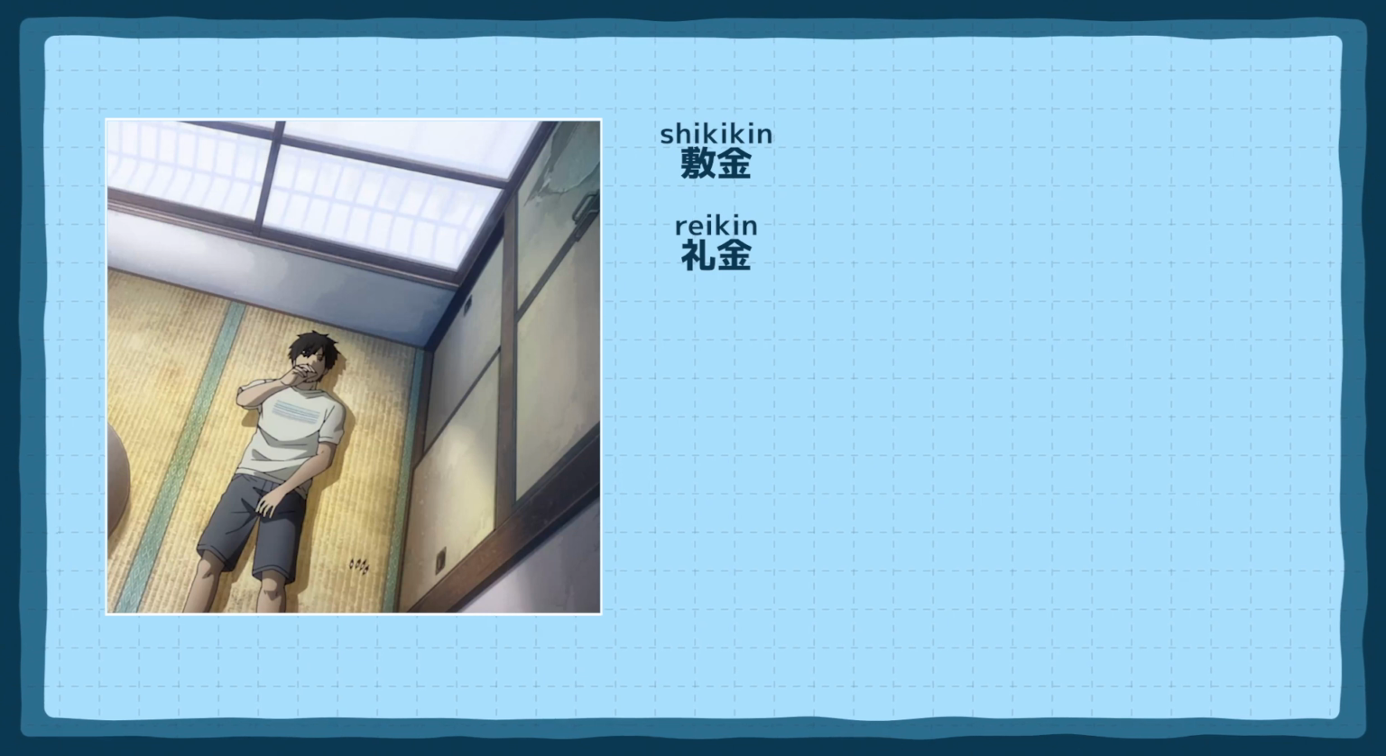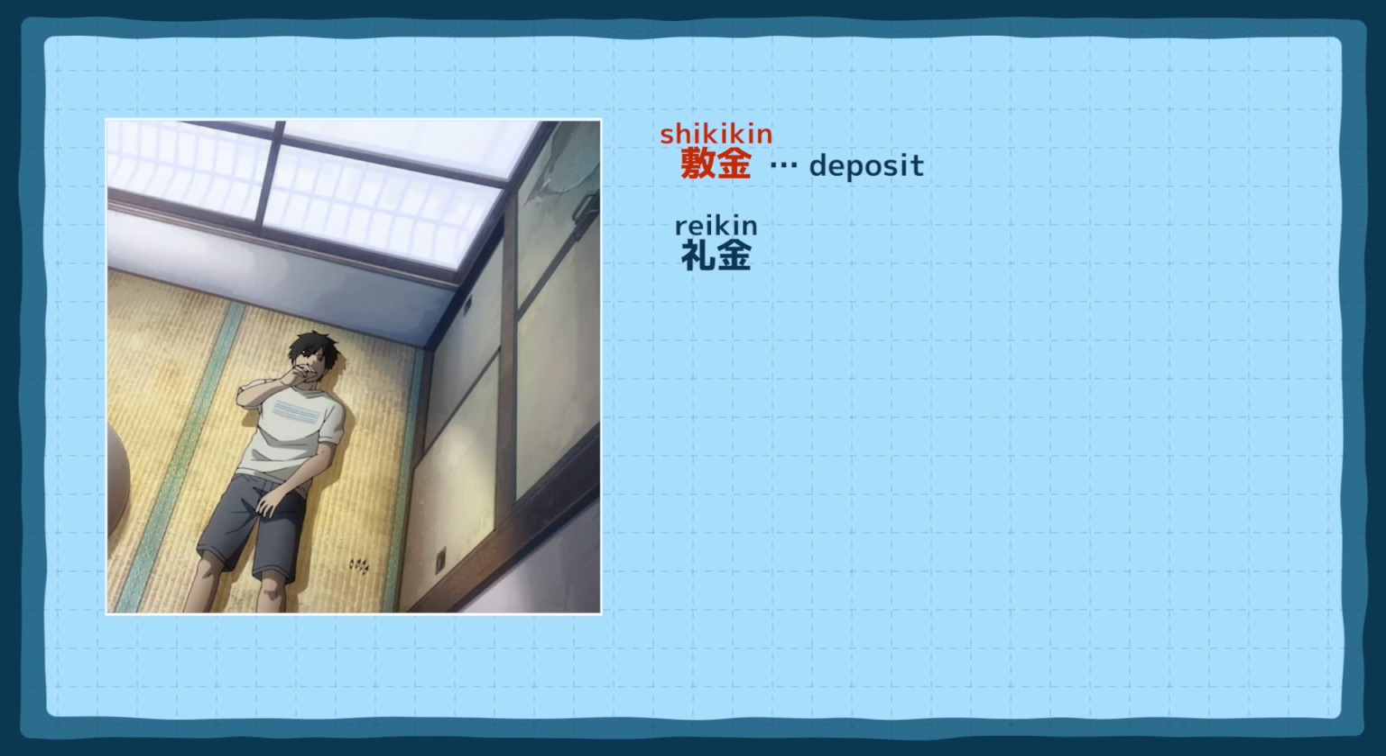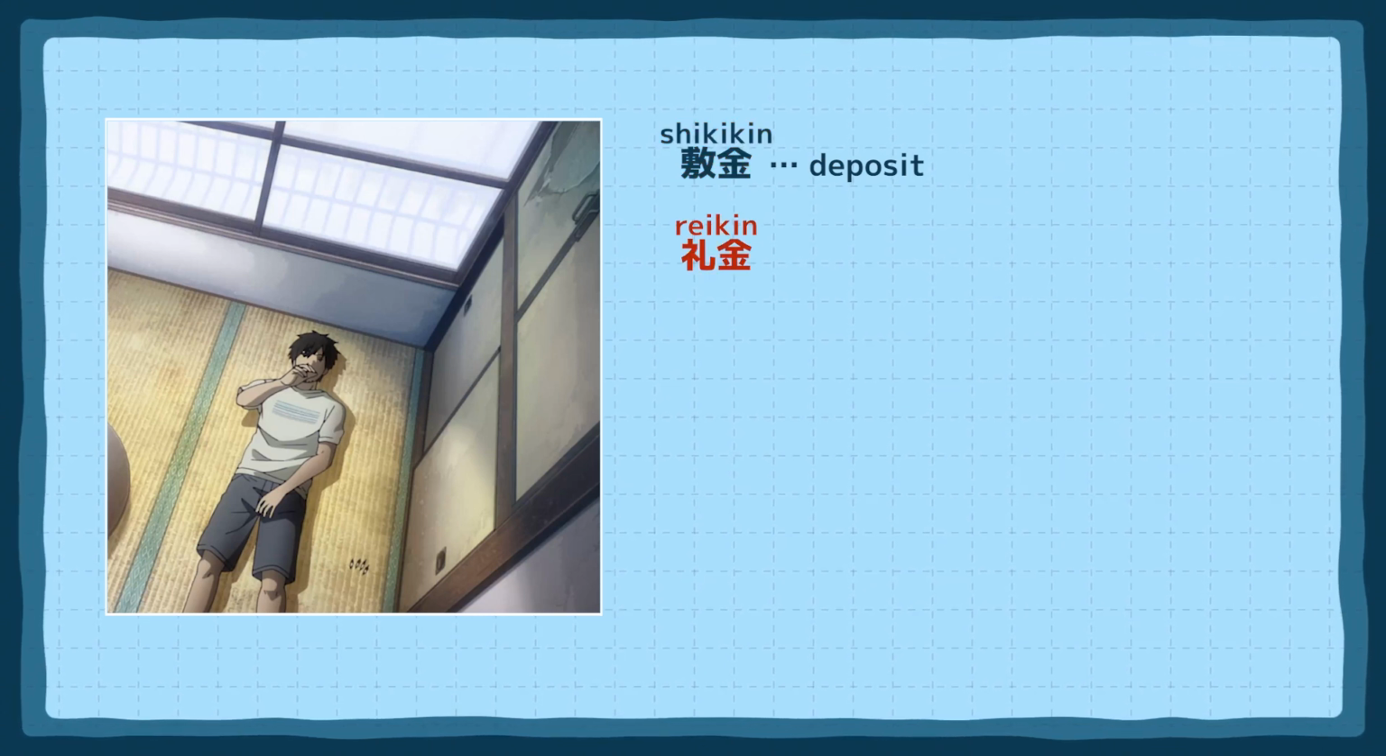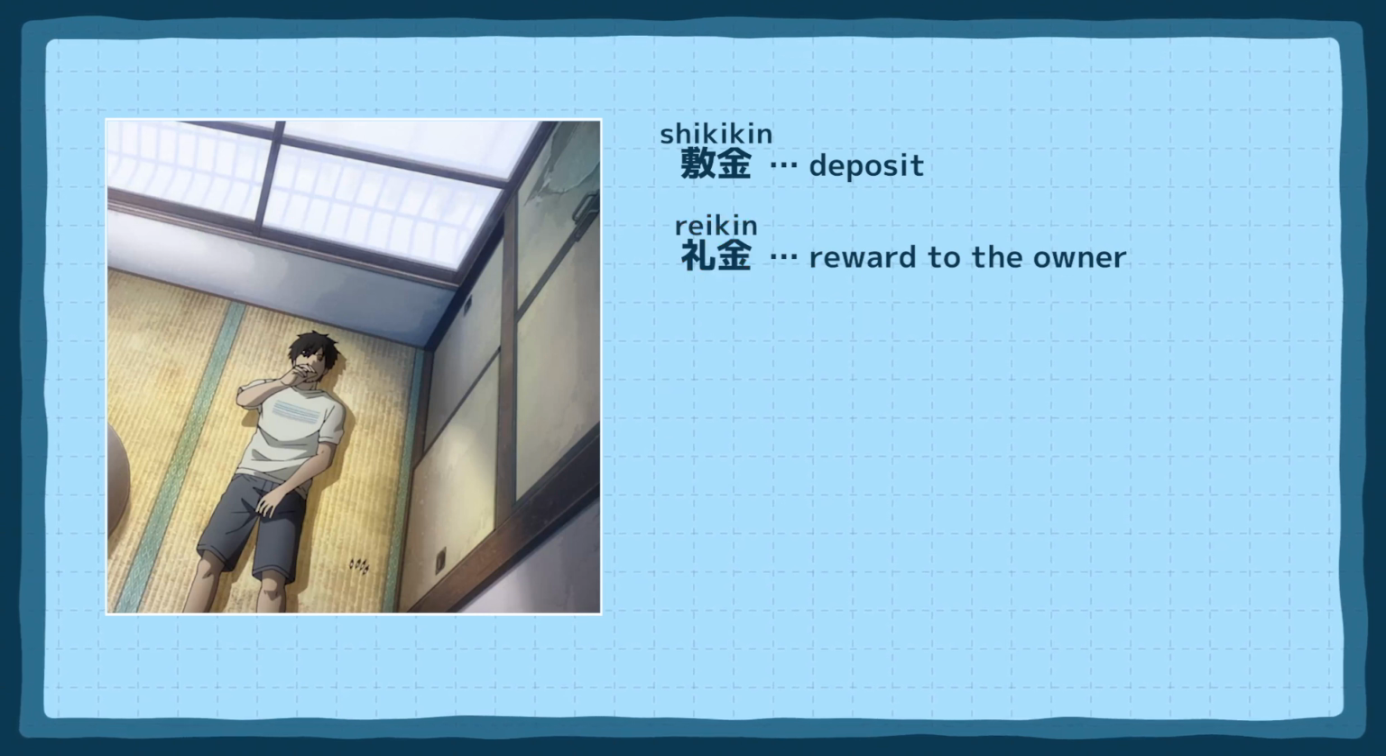The cost to rent a house in Japan is not cheap. Not only the deposit, you have to pay more stuff. Before you move in, probably you have to pay these. Shikikin. This means deposit. Reikin. This is the reward to the owner. For shikikin and reikin, probably you have to pay 1 or 2 months of rent in total. This is average, but it could be more depending on the area.